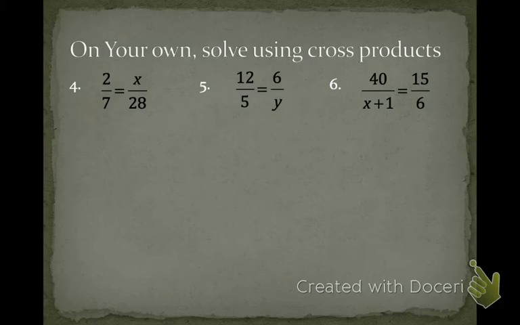Okay, here's some more on your own. So write these down in your notebook. Do them one at a time, but you're only using cross products. So you'll need to pause the video, write these down, do some math, put the answers in the text box on the right. When you're ready to move on, go ahead and move on.